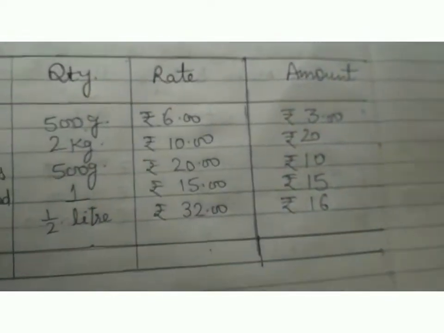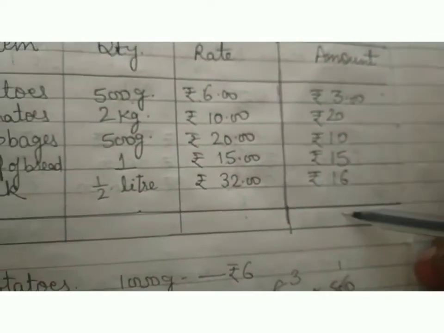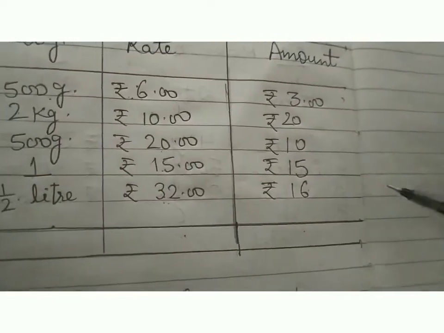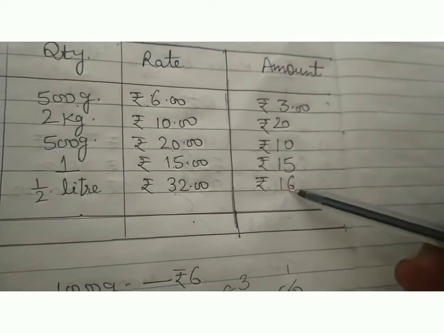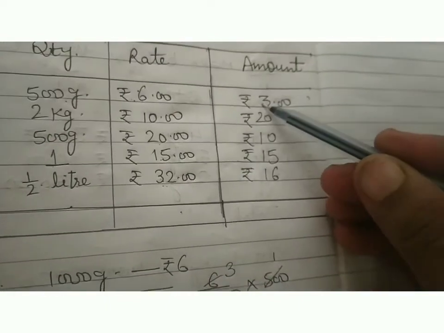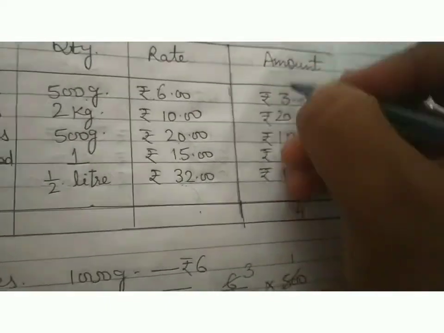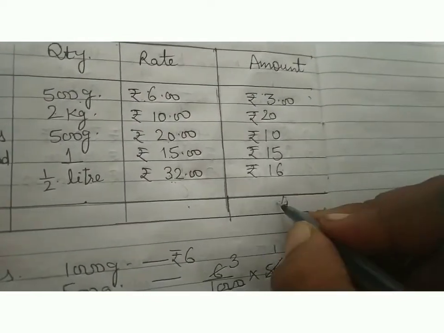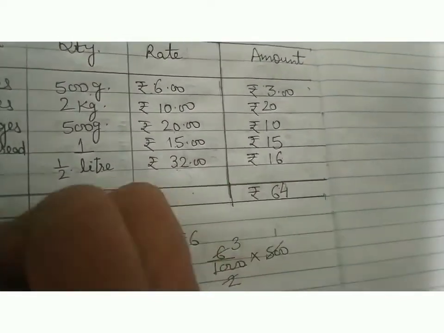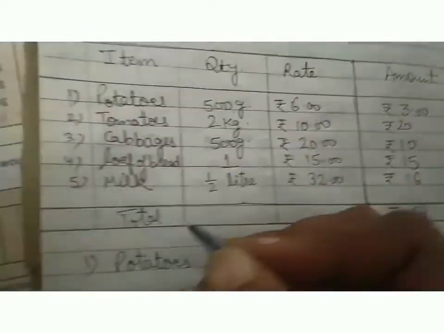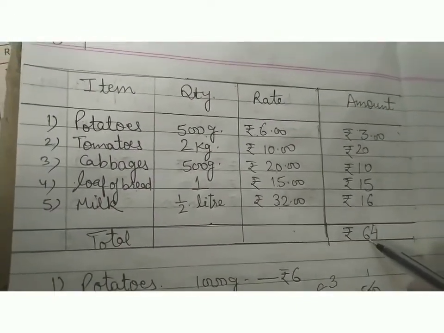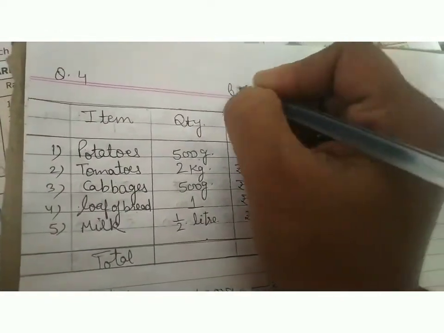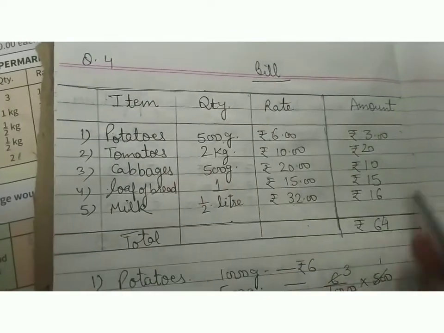Now I will find the total amount of all this. So just add it, children. You must have added this amount. 5 plus 6, 11. 11 plus 3, 14. So I will write 4 over here. I'll carry 1. 1 plus 2, 3, 4, 5 and 6. So rupees 64 will be the total amount which I will spend in the purchase of all these items. So this is the bill of the items which I have purchased.